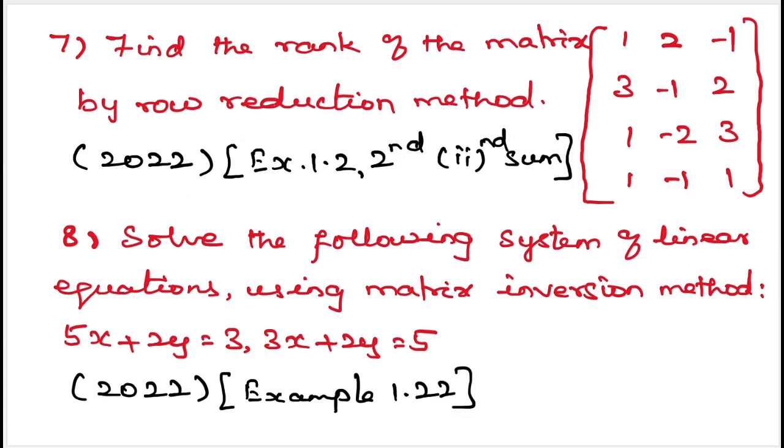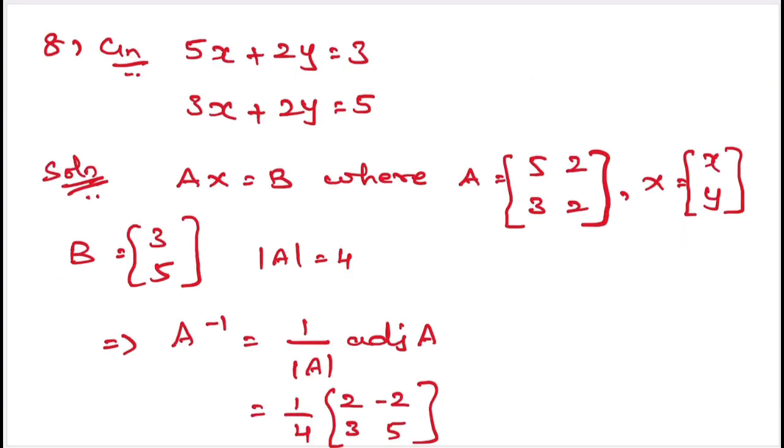Next problem: solve the following system of linear equations using the matrix inversion method. 5x plus 2y is equal to 3, 3x plus 2y is equal to 5. This question was asked in 2022. It is example 1.22 in the book. First write the system in matrix form Ax is equal to B, where A is the matrix 5 2, 3 2, x is equal to x y, B is equal to 3 5.